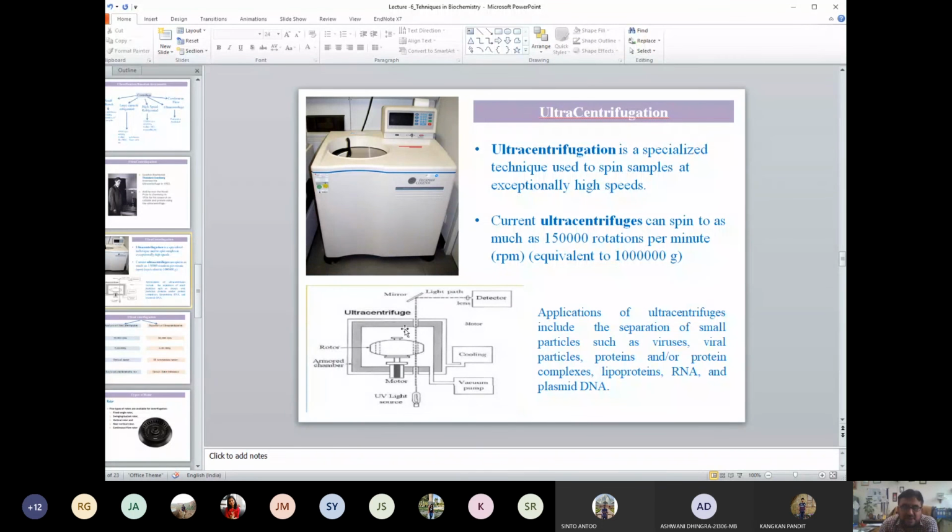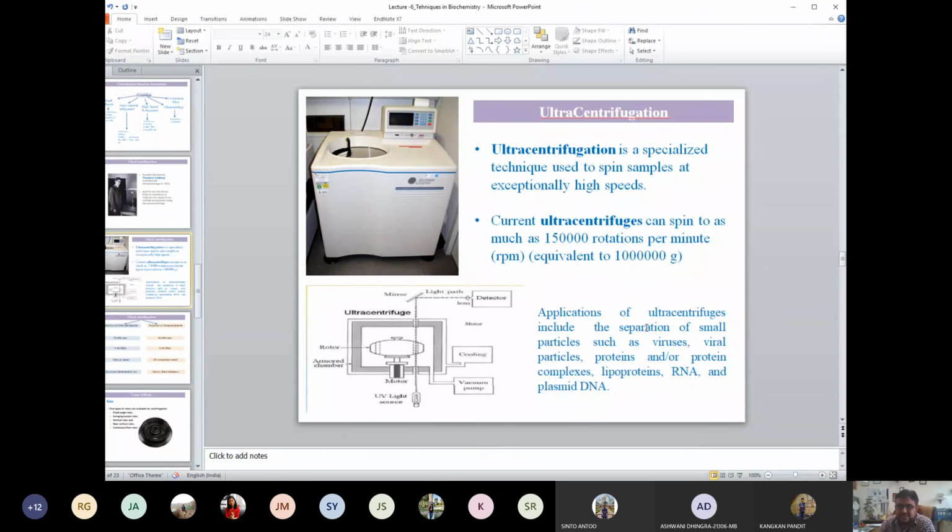Then you have a cooling facility here. There are sensors which detect the temperature inside the chamber, and many times the temperature which we fix, it will immediately maintain that particular temperature. Then we have a small detector also, which will detect the centrifugation of your particle on an actual basis. So these are some of the common facilities linked with the ultracentrifuge in order to achieve such exceptionally high speed.